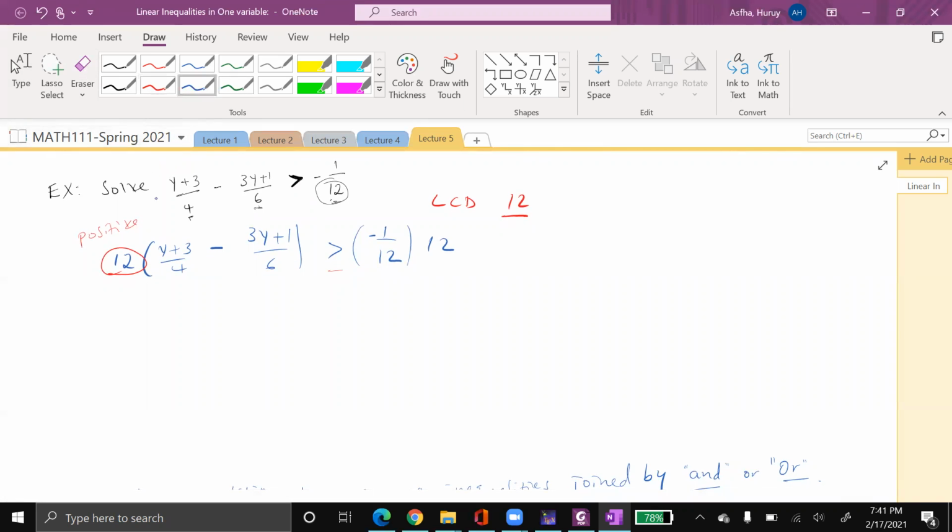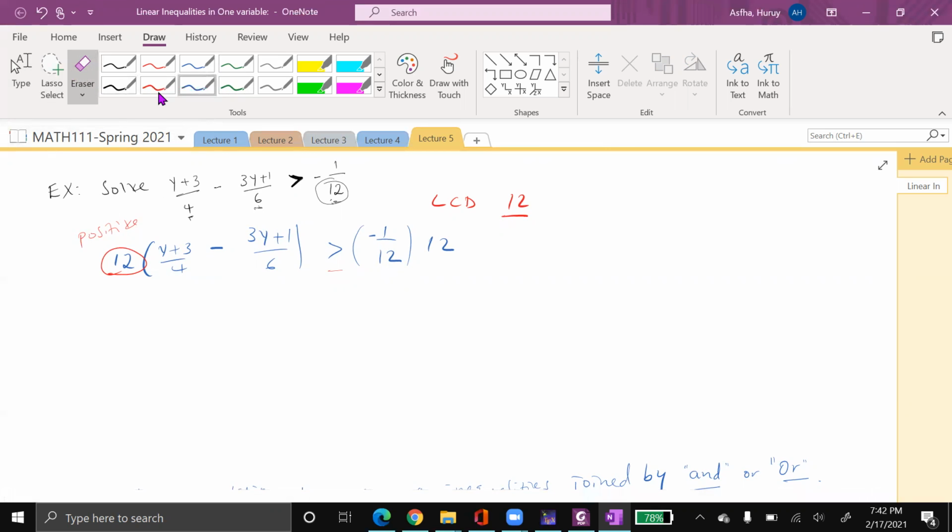And here we simplify this, 12 by 4, it's 3, then we distribute that one. So I will just skip that step. So this will be 3y plus, sorry, okay.